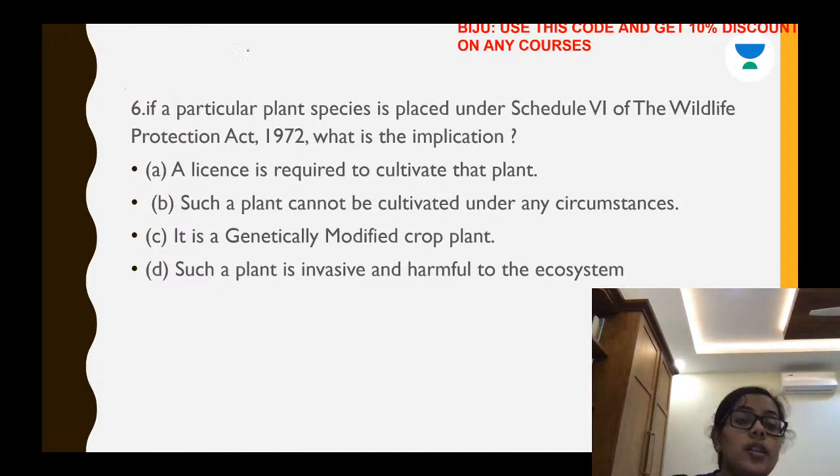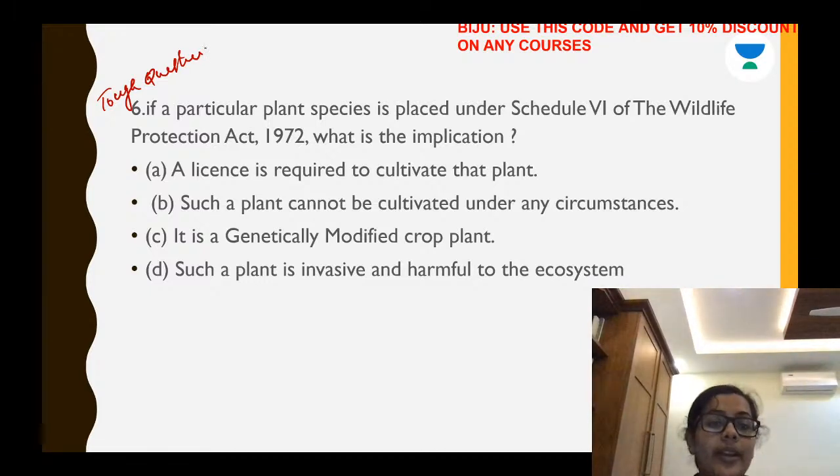So how do you answer it? This is a tough question. This is a direct question, but you can try to eliminate options. How? Like, genetically modified crops were not there in 1970. At that time, it was not that popular. Schedule 6th of Wildlife Protection Act, right? It is a genetically modified crop plant. That time it was not that popular. You can go for elimination.